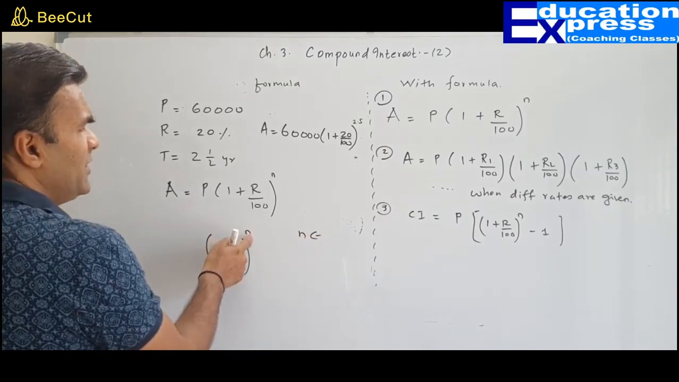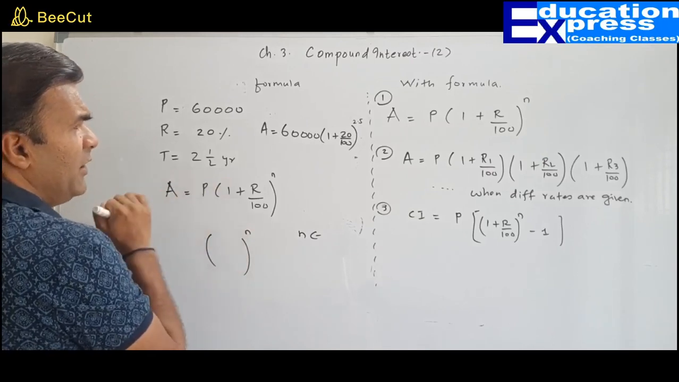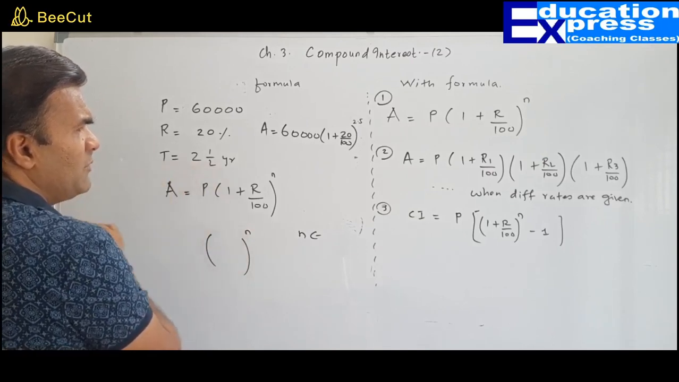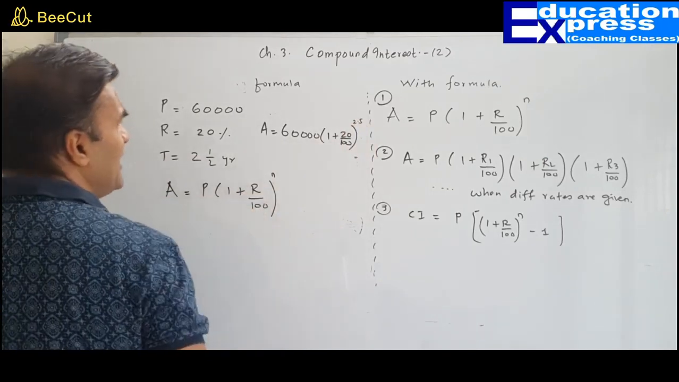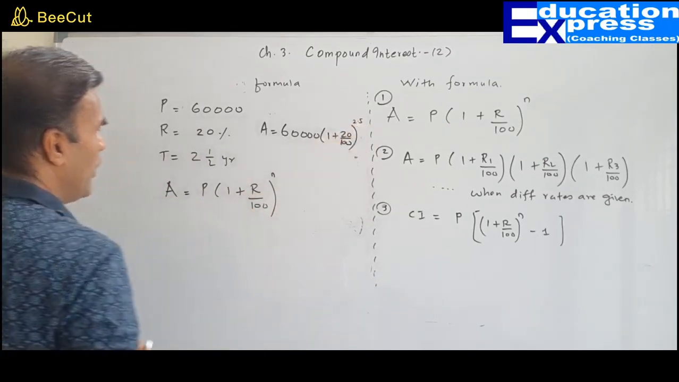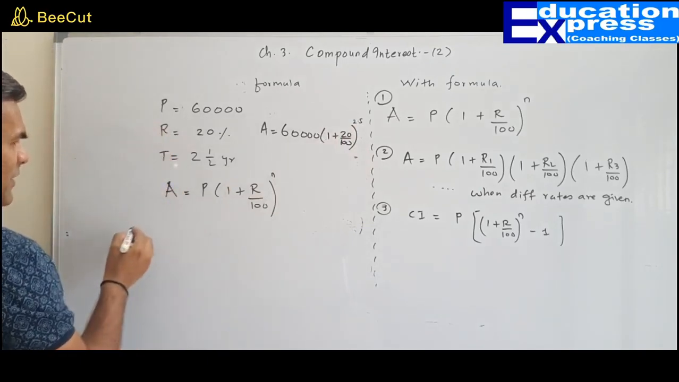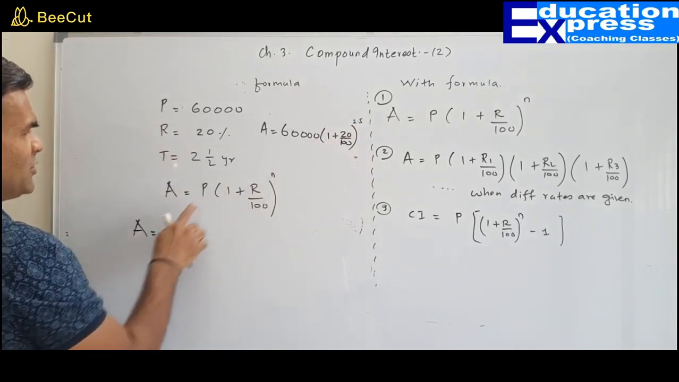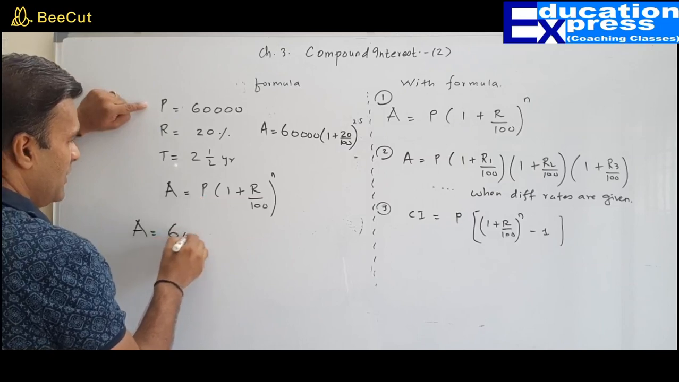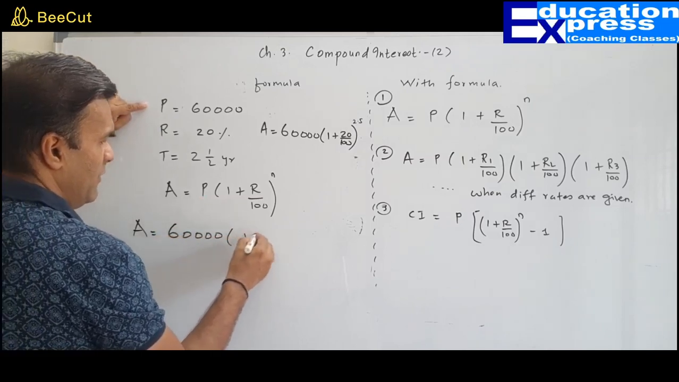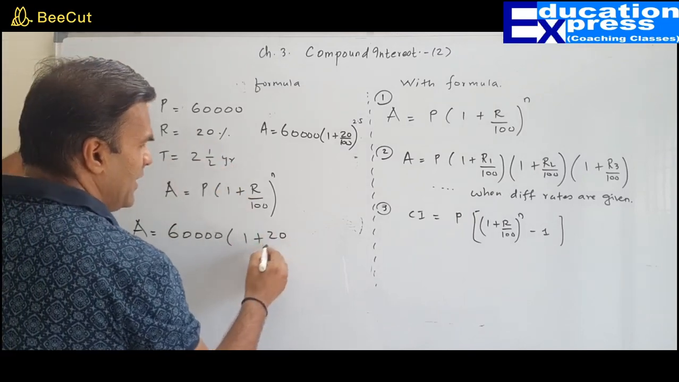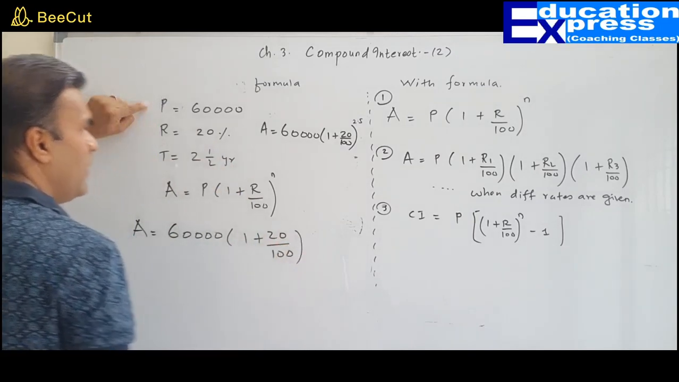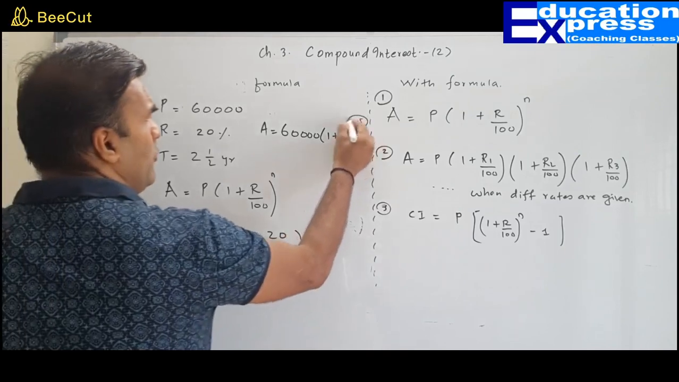In case it is a fraction, it will become difficult for me. It will probably not be possible for me to find this value. So what should we do? In such a scenario, when we get this as 2.5, what we can do in the same case would be A equals to P, 60,000, 1 plus, what is the value of rate? 20 upon 100 raised to 2.5.